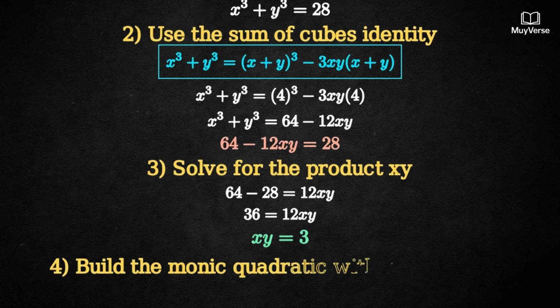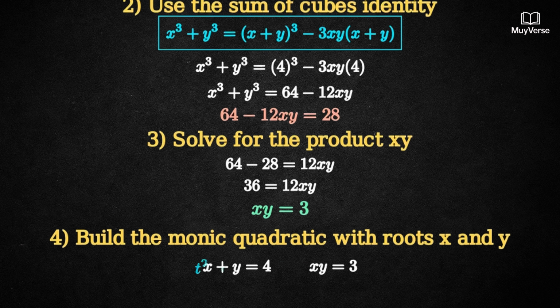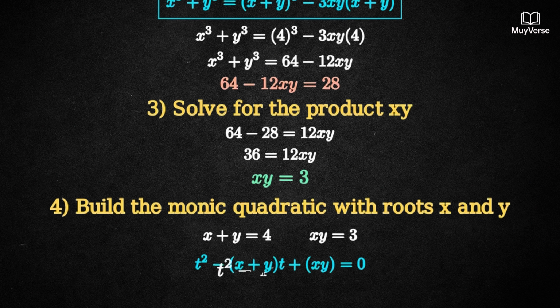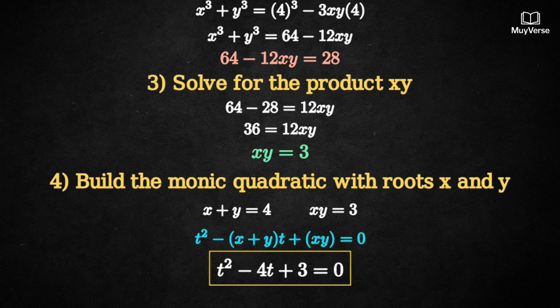Step 4. Use the fact that x and y are roots of a monic quadratic with sum and product. The general form is t squared minus the sum times t plus the product equals 0. Substituting the values, we get t squared minus 4t plus 3 equals 0.